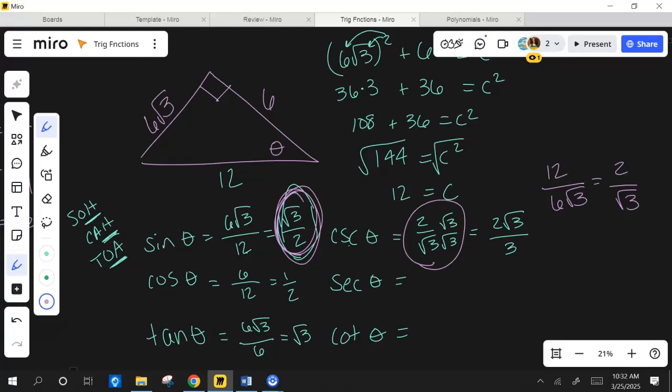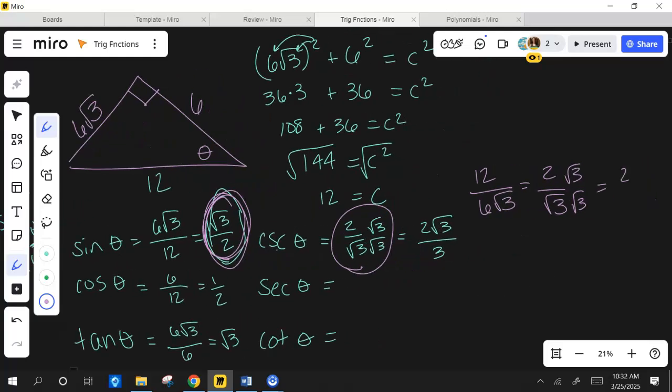So you can't have a radical in the bottom. So you multiply the top and the bottom by that radical. And you get 2 root 3 over 3. You just reciprocate it. You flip it. Square root of 3. But then you got to multiply top and bottom by square root of 3. Yeah. Yes, which is 3.